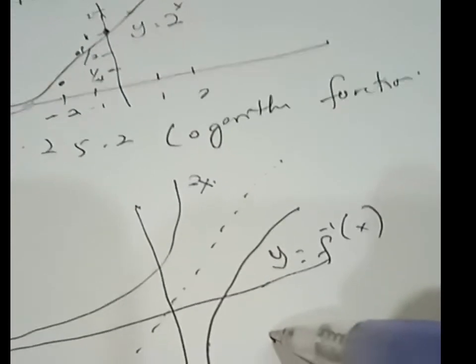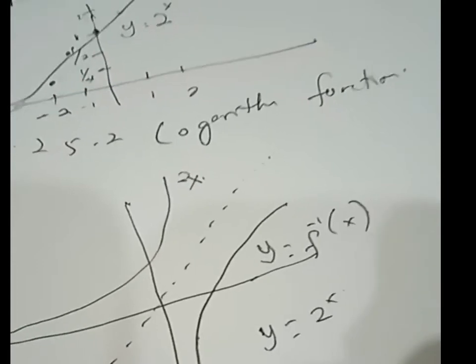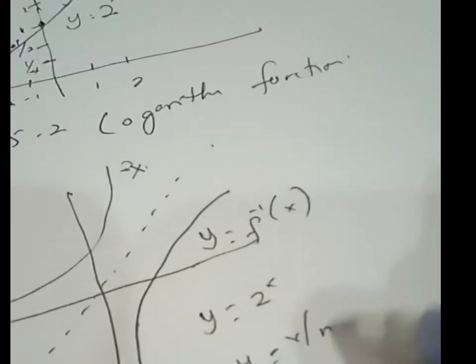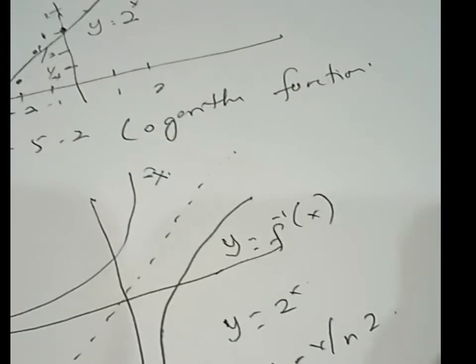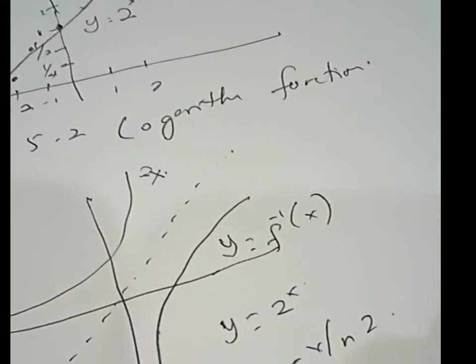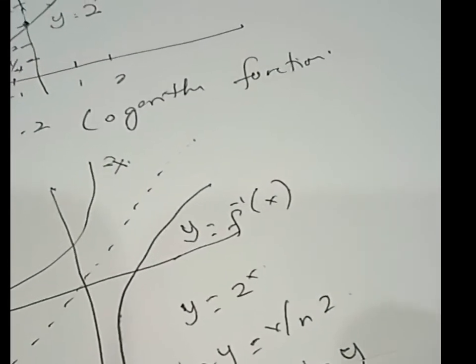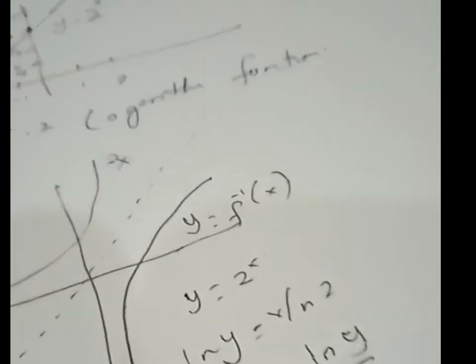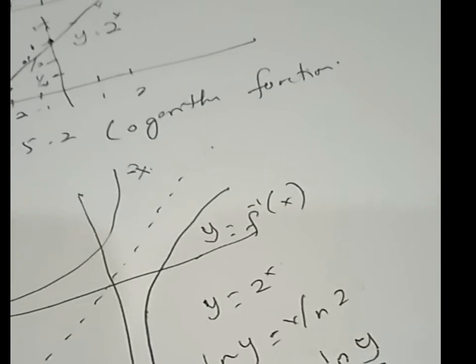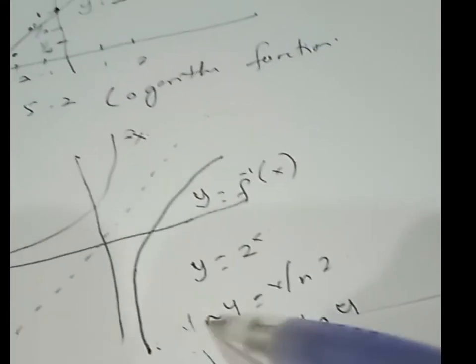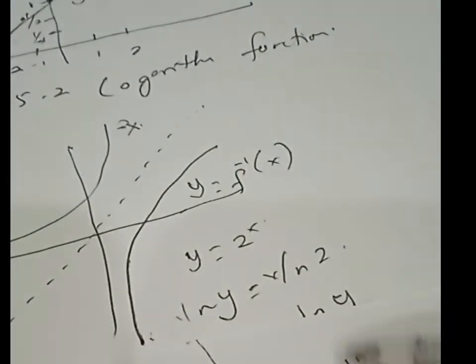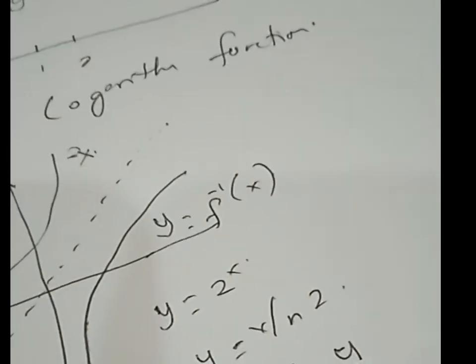Okay, so let's say we have y equal to 2 power x, so ln y is x ln 2 and x is ln y over ln 2. Okay, so this is the inverse function of the exponential. x becomes a function of y. Okay, x becomes a function of y. Alright.